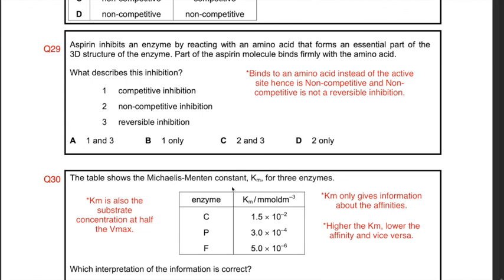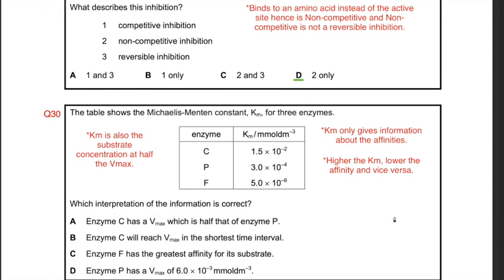And non-competitive inhibition is generally not a reversible inhibition. As it says towards the end, part of the aspirin molecule binds firmly with the amino acid. Hence, it cannot be reversible inhibition, leaving us with the only answer, that is D, 2 only.